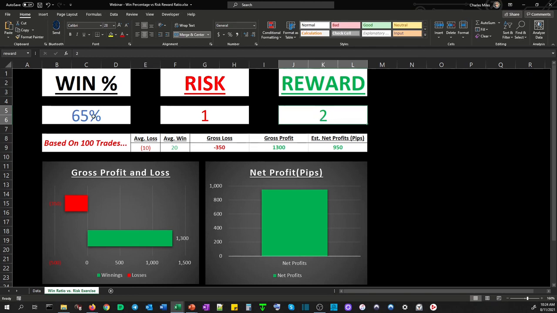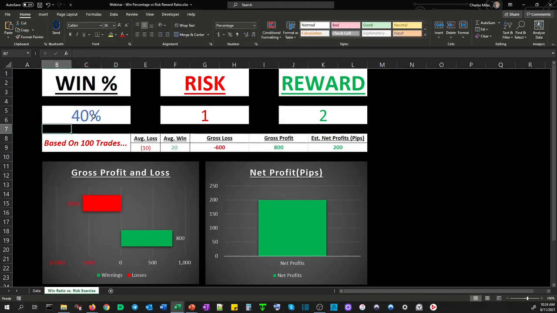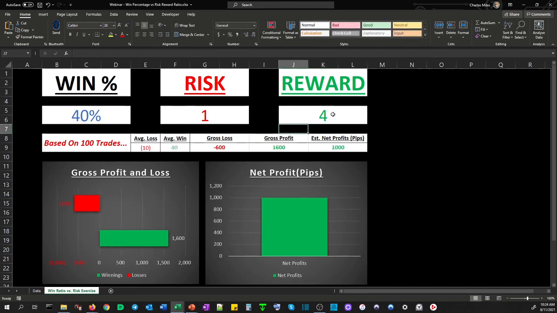Now let's go to 40% win rate. Now, 40% means I don't have to be that right. At a 1-to-2, I'm still kind of profitable. Not too much. It's only 200 net profit. We went from 600 pips to 950 pips. And what if I could get a 1-to-4 risk reward? What if that's what I want to do? Well, I'm going to net 1,000. Question, is 1,000 bigger than 950? Is 1,000 bigger than 600?